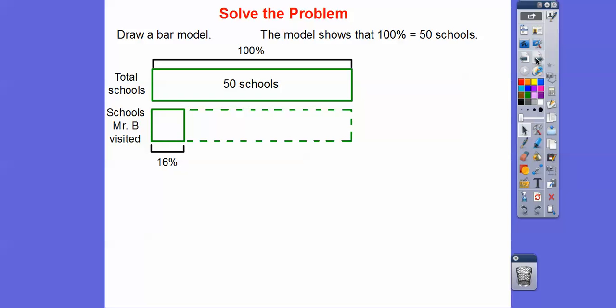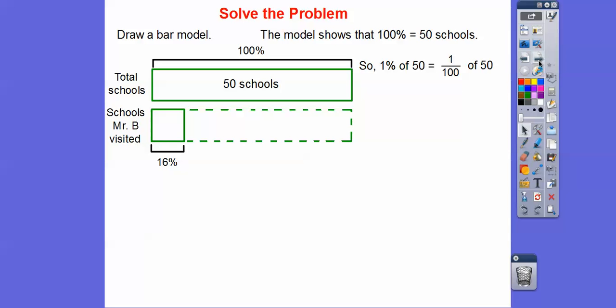All right, so here's a bar model right here. And this model shows that 100% equals the 50 schools right here. So we need to find out how much is 16% of that. And then whatever that is right there, the 16% of the 50 schools, we're going to subtract that from 50 to get the other schools that he still needs to visit, okay? So he's going to have to visit this blank amount right here, okay?